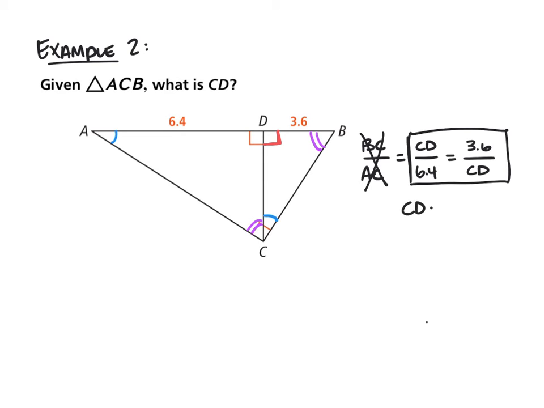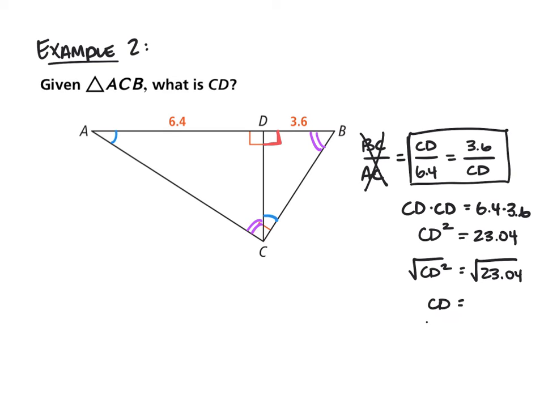Now that's going to take CD and multiply it times CD, and then it's going to take 6.4 and multiply it times 3.6. So CD times CD is going to be CD quantity squared, or CD squared. And 6.4 times 3.6 is going to give me 23.04. Now what I want to do is the square root of each side. I'm going to do the square root of CD squared and the square root of 23.04. That's going to give me just CD, and the square root of 23.04 is going to give me 4.8. So now you can see I know the length of CD is 4.8.